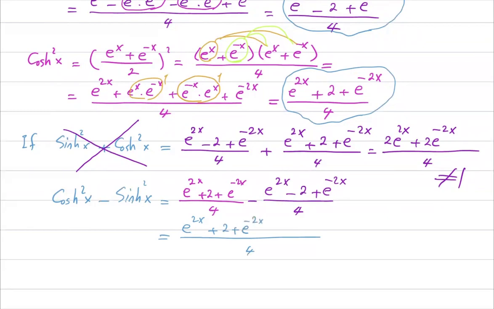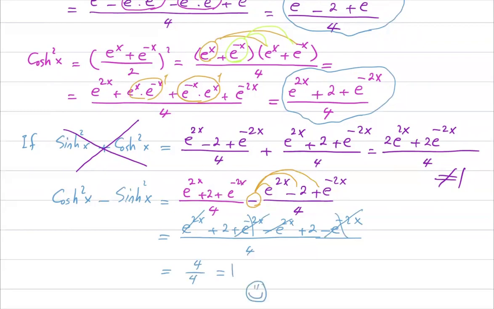And if I distribute this negative sign into the parentheses, we get minus e to the power 2x plus 2 minus e to the power negative 2x. Okay, now we see we have some progress. Why is that? e to the power 2x and negative e to the power 2x get canceled out. e to the power minus 2x and minus e to the power minus 2x get canceled out. What do you end up with? You end up with 4 divided by 4, which is 1.